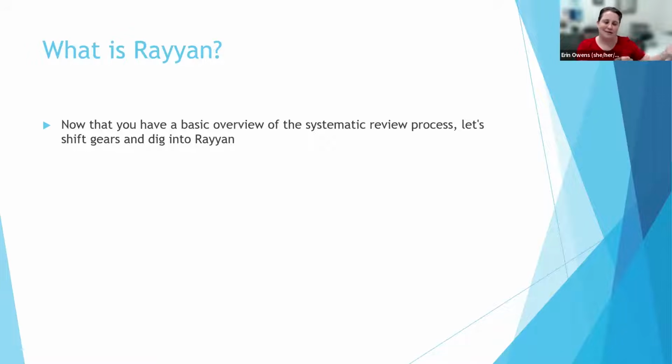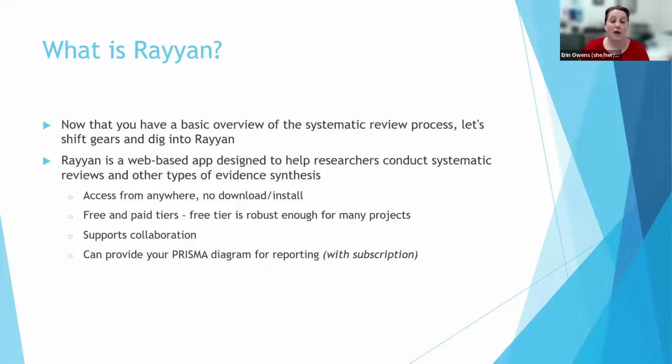Now that we have that basic overview, I'm going to shift gears and really dig into the Rayyan tool specifically. So Rayyan is a web-based app that's designed to help researchers conduct systematic reviews and other kinds of evidence synthesis. Because it's web-based, we can access it from anywhere. We don't have to do any downloads or installation.